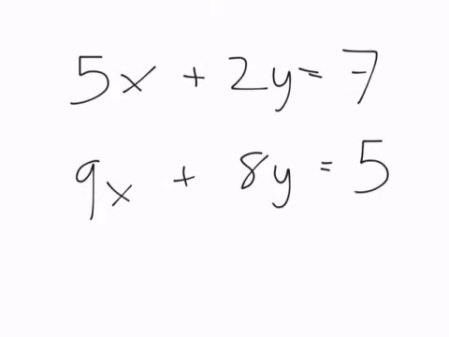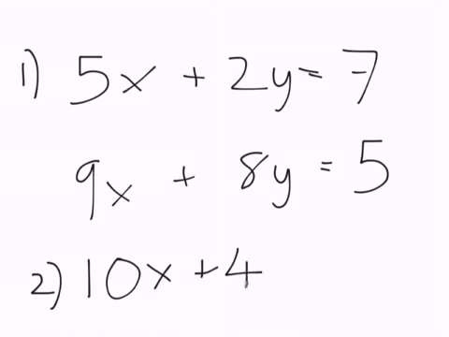Imagine that we did not have this second equation. But we have the first equation, and let's imagine that the second equation is 10x + 4y = 14. Then solve this simultaneous equation. We've got two equations and two variables, right? We should be able to solve it. Well, actually, no, we don't.